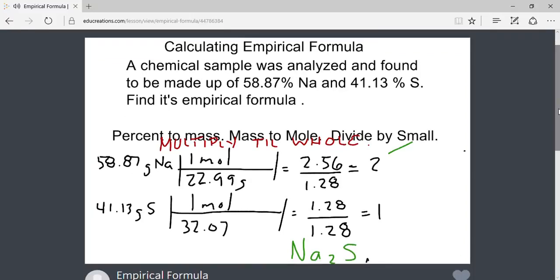Generally, this number won't always be close to a whole number. Therefore, we may need to implement this last part of the rhyme, multiply to a whole, which means we would multiply each of these values, 2 or 1, by some other value until we create a whole number. Let's take a look at an example where we find this circumstance.